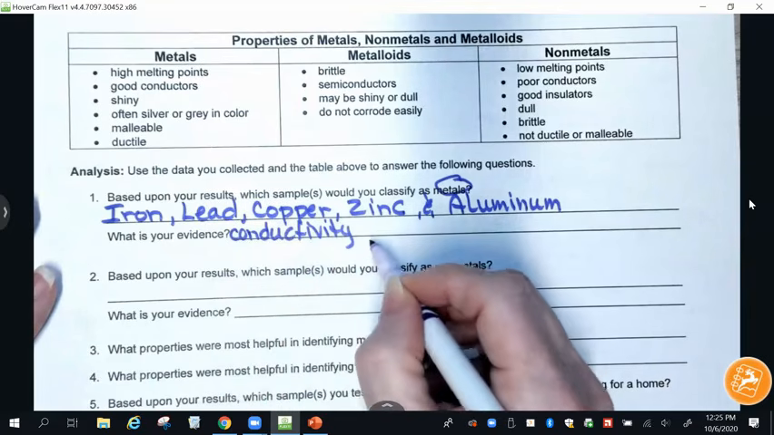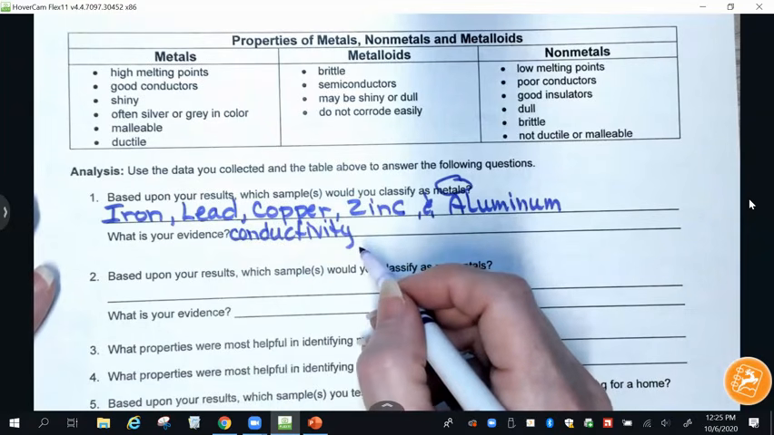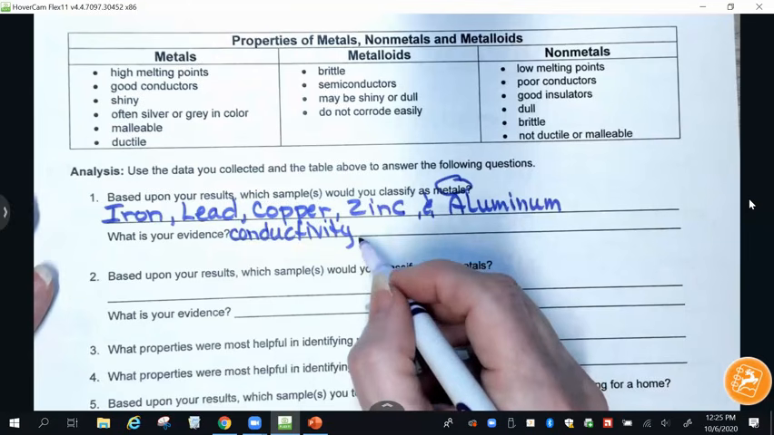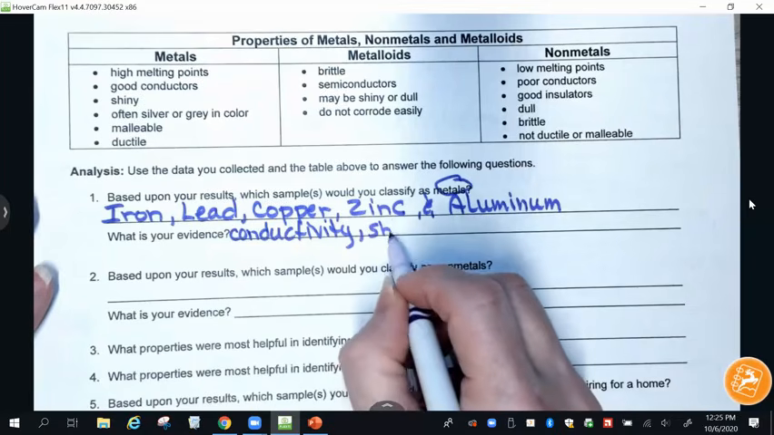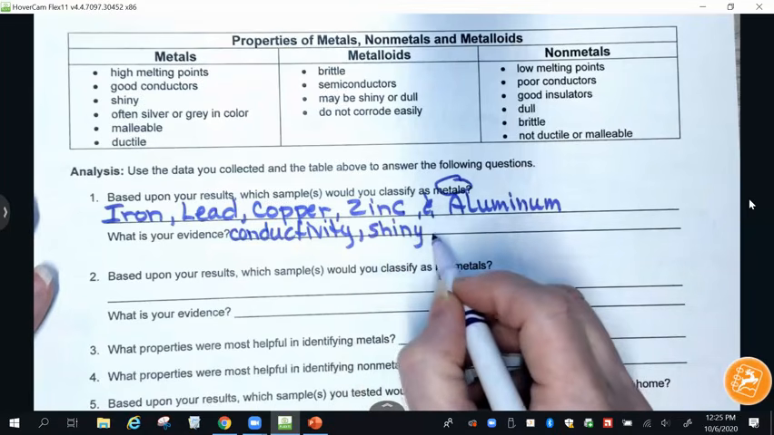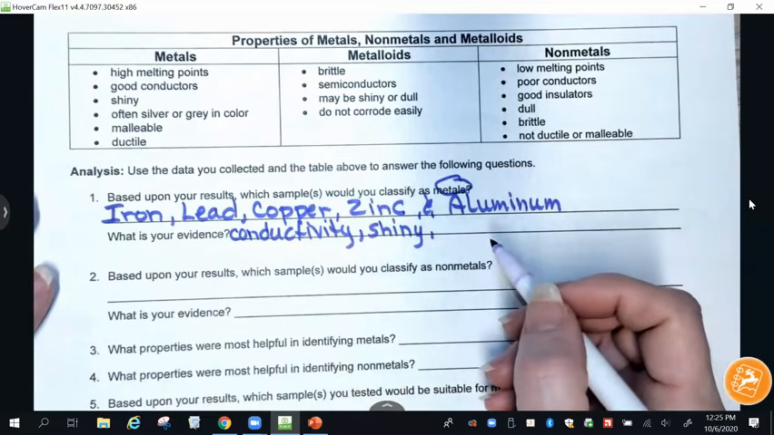Because metals, all of the metals conducted electricity. Was there another property that we looked at to prove that it was a metal, Jack? Yes. There's shiny. Oh, yeah, they were shiny. All the metals were shiny. Luster, yeah, they were all shiny. What else did we look at?